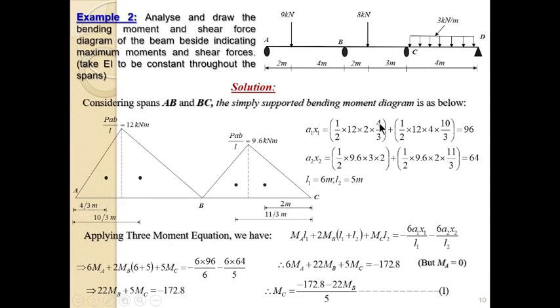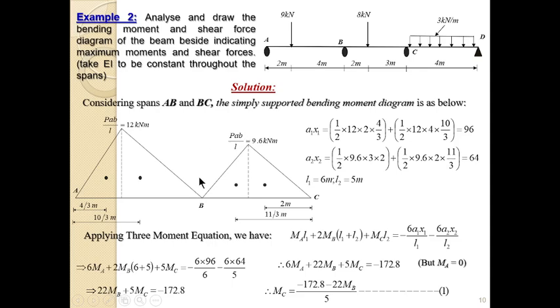So that's why we have the whole of this first bracket. The second bracket is this one, half base times height. What is the base from here to here? Half here. The height is 12, which is this. The base is 4. The central distance is 10 over 3. So we want this 10 over 3. By the time we multiply the whole of this, we have 96.